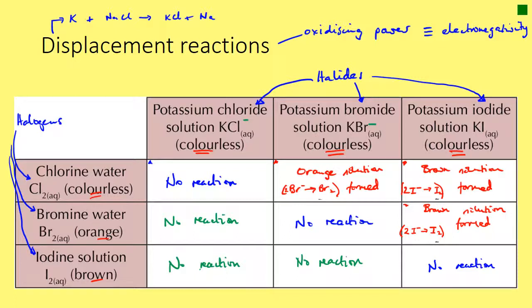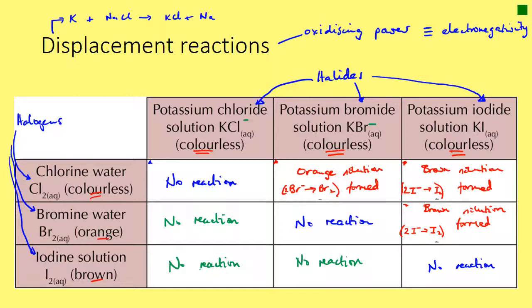So let's also notice in the second one that the three halides are all colorless. Halides are colorless, whatever they are, but the halogens are either colorless in the case of chlorine, or orange or brown in the case of bromine and iodine. So we're going to notice changes if we see a displacement reaction. We're going to notice changes in colors.